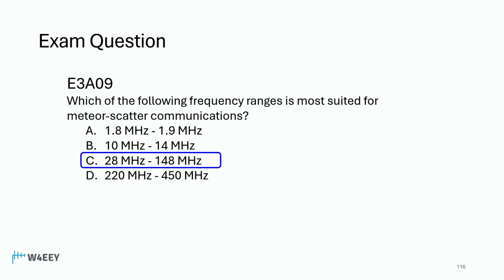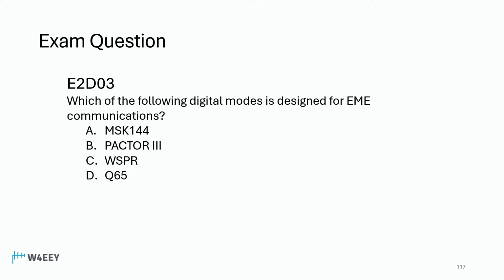Charlie. It is Charlie, and my clue there was think 6 meters. Fortunately, these don't overlap, so it makes it a little easier. Which of the following digital modes is designed for EME communications? Delta. Delta, yeah, don't get alpha and delta mixed up there.